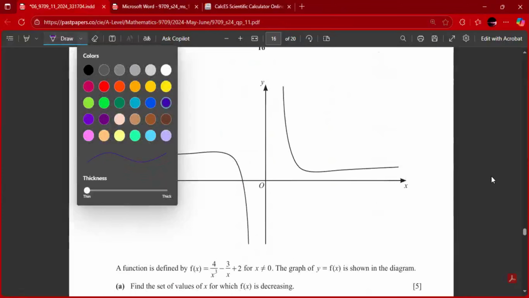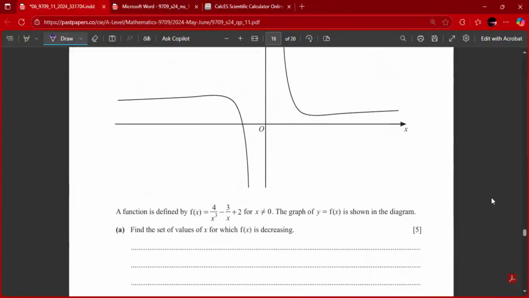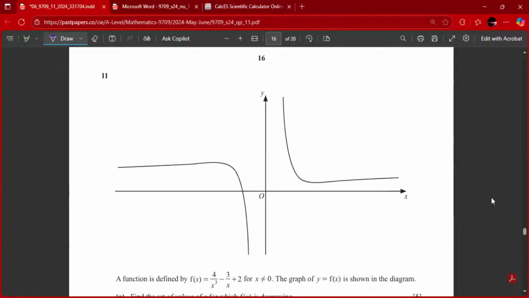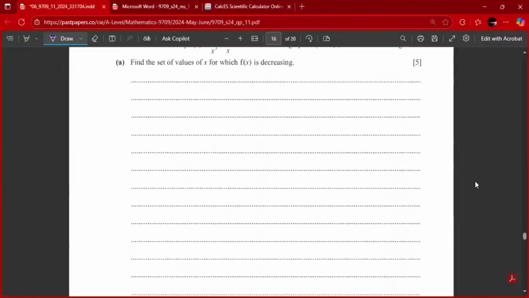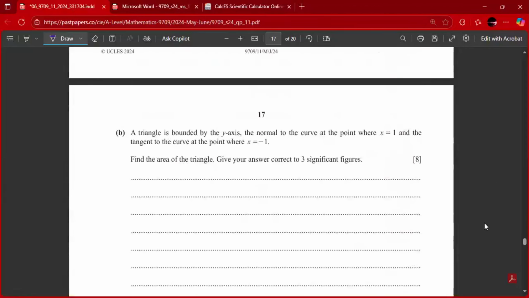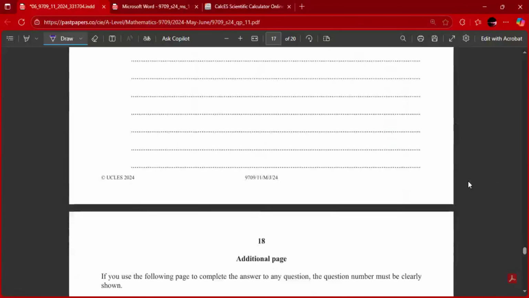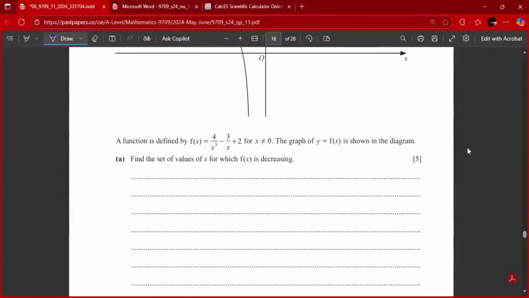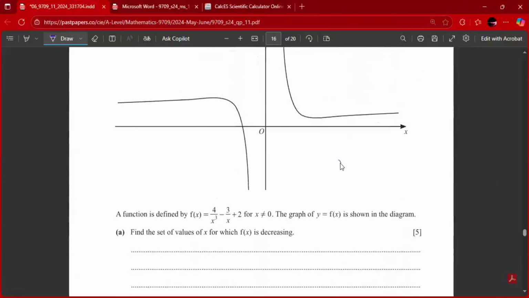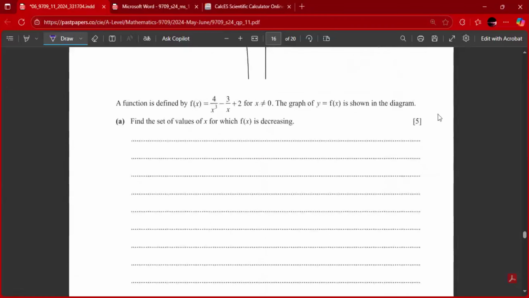Let's do this. So we are again given a graph and a set of values for f of x is greater than x. We have a graph. There's a part B, there is a part C. Okay, last question, 8 marks, 5 marks. For f of x is decreasing, that means that dy over dx should be lesser than 0. So this is a simple question. We just need to find the derivative. Now let's find the derivative.